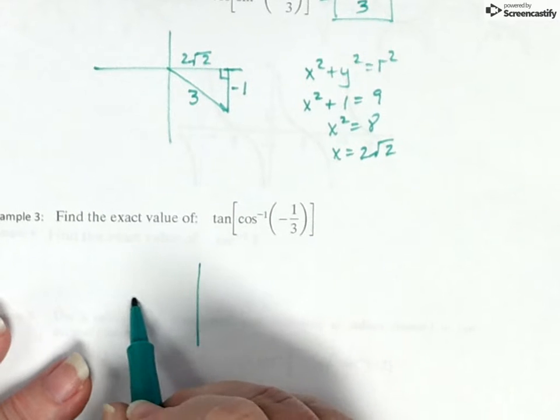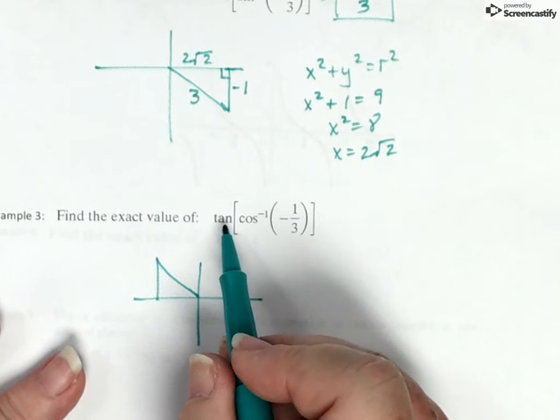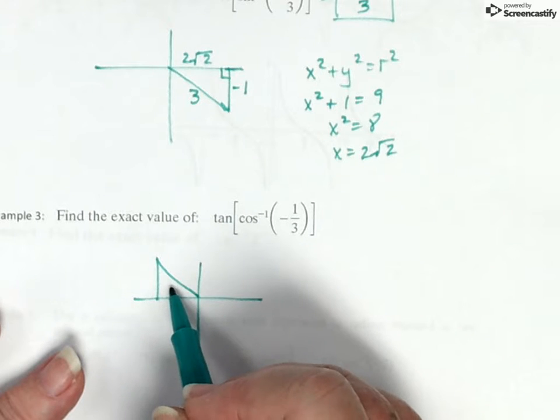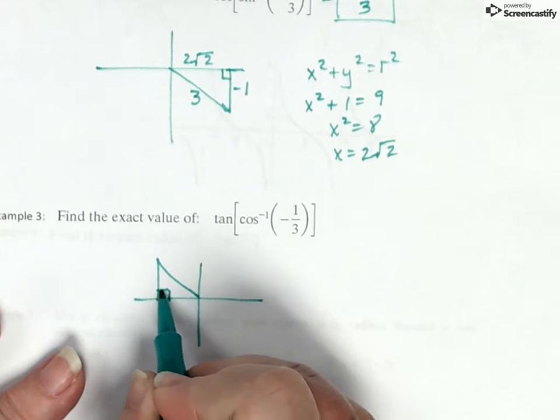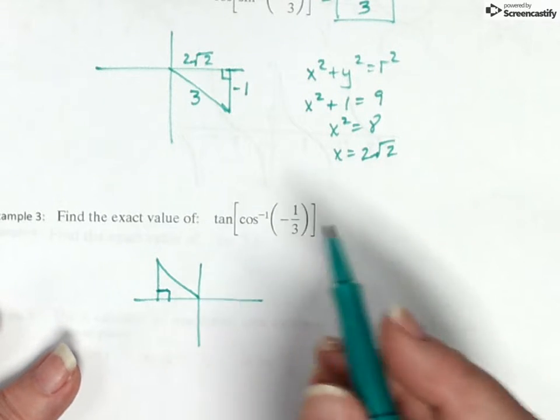So I'm going to draw my triangle in quadrant 2. And then you have to ask yourself, can I find a tangent value in quadrant 2? Yes, I can. It's not a restriction. We don't restrict tangent because we have to. We restrict tangent only when we need to do the inverse.